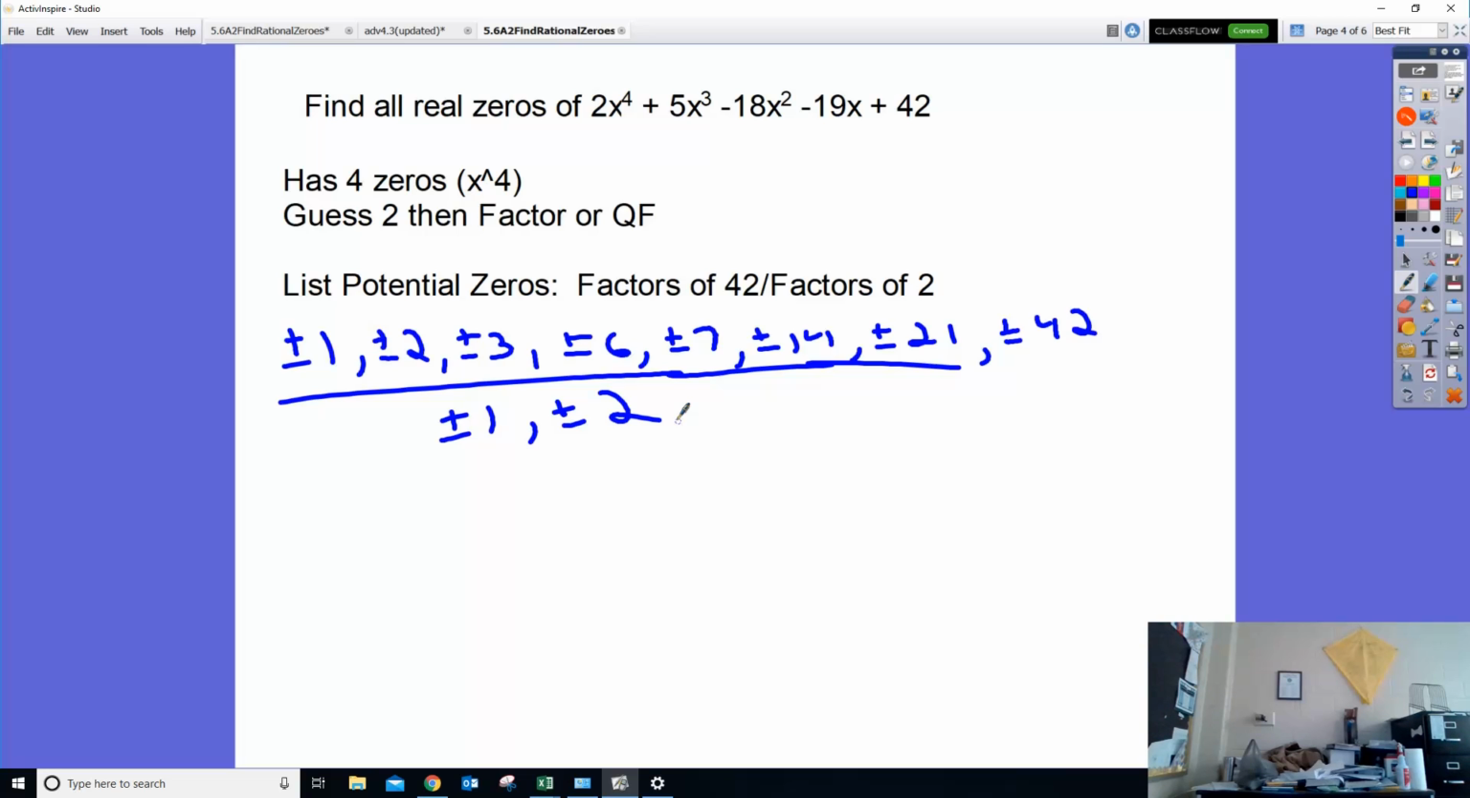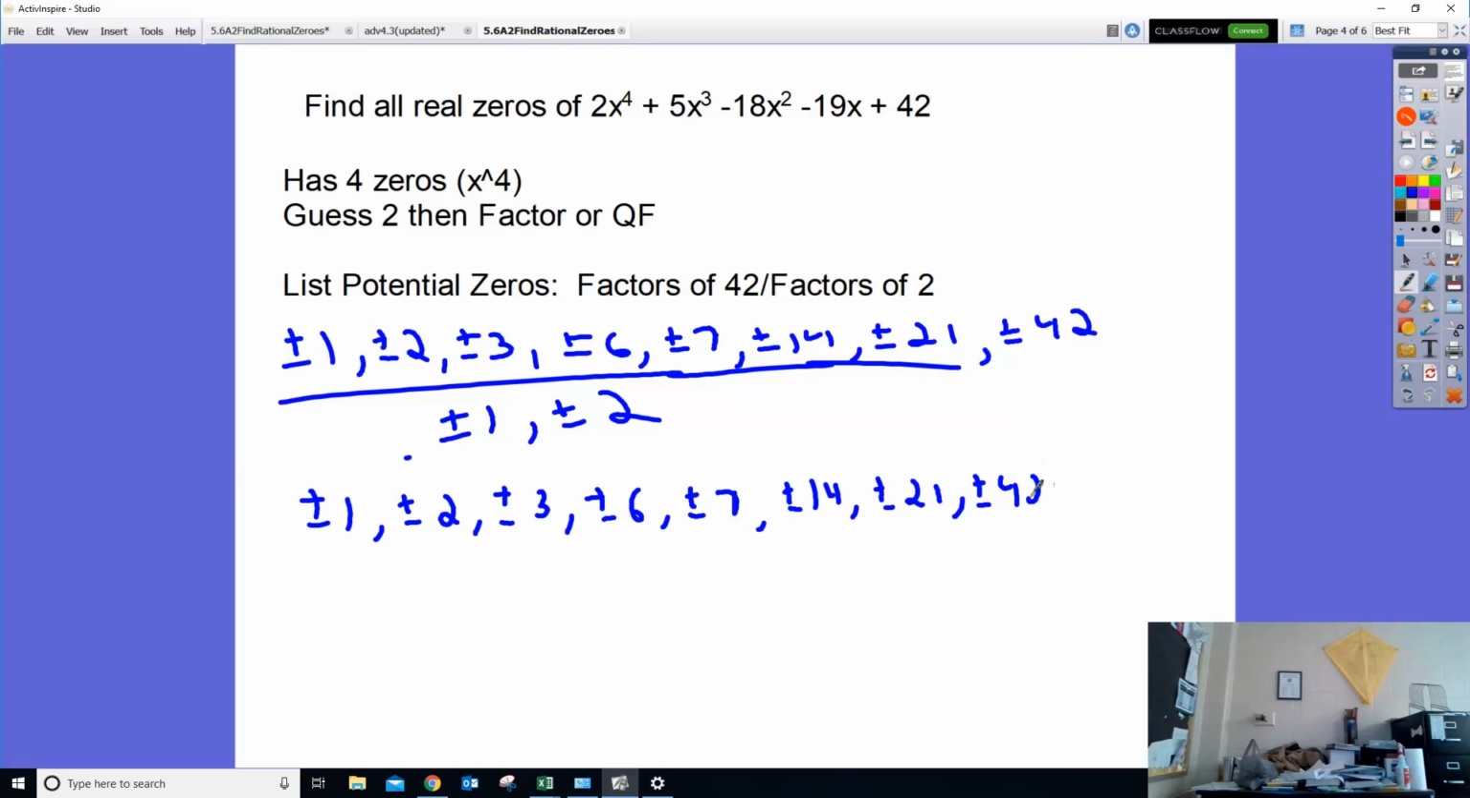If we go through and do the reduction, it's going to be a long list. It is. We're going to have a plus or minus. We're going to divide everything by the 1 first. So plus or minus 1, plus or minus 2, plus or minus 3, plus or minus 6, plus or minus 7, plus or minus 14, plus or minus 21, and plus or minus 42.